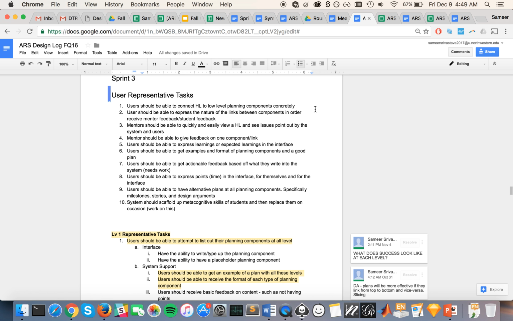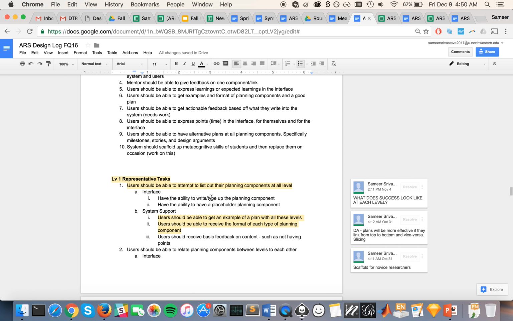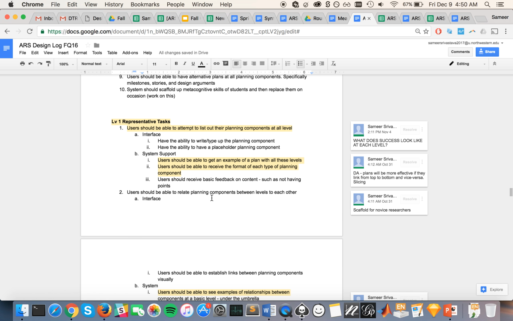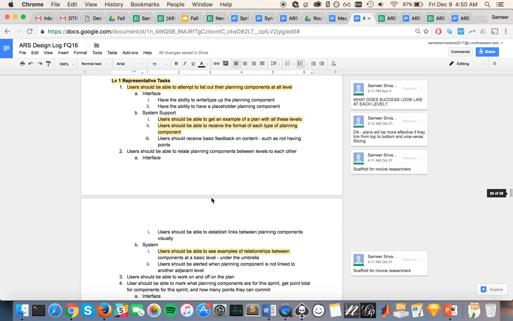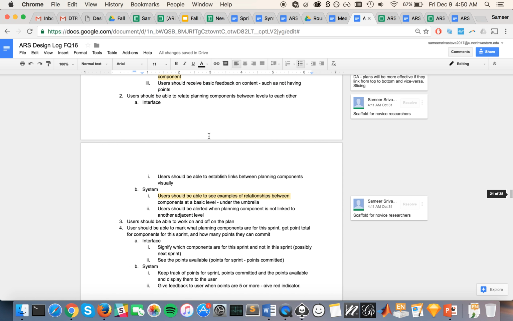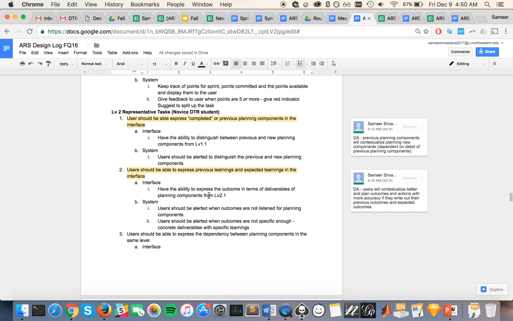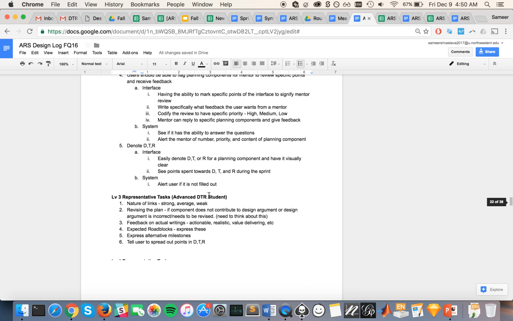So for sprint three, really thinking about the user is what we came to. What are the represented tasks? I wrote them out. I wrote down what the different levels are. What can a novice researcher do versus an advanced student in DTR? Level one, a novice, I'd say was level two, but just being able to connect components. At all levels, users should be able to do that, or express completed planning components in the interface, express previous learning. So I went through and did that.